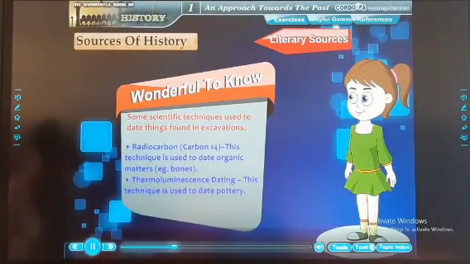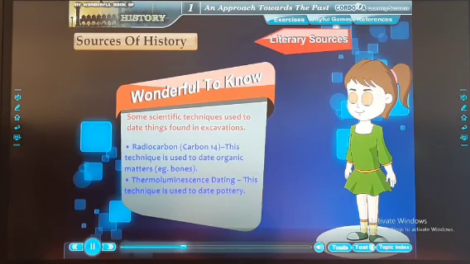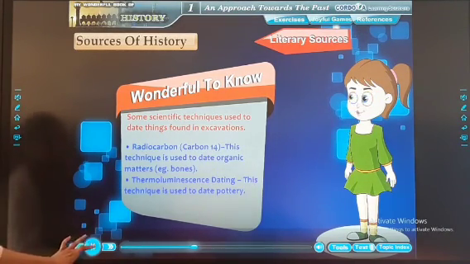Wonderful to know. Some scientific techniques used to date things found in excavations. Radiocarbon, carbon 14. This technique is used to date organic matter, for example, bones. Thermoluminescence dating. This technique is used to date pottery.